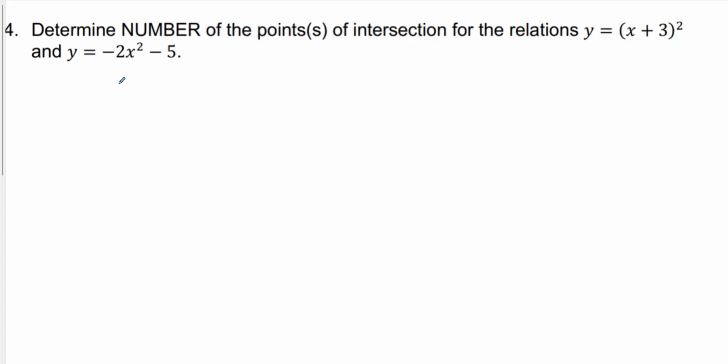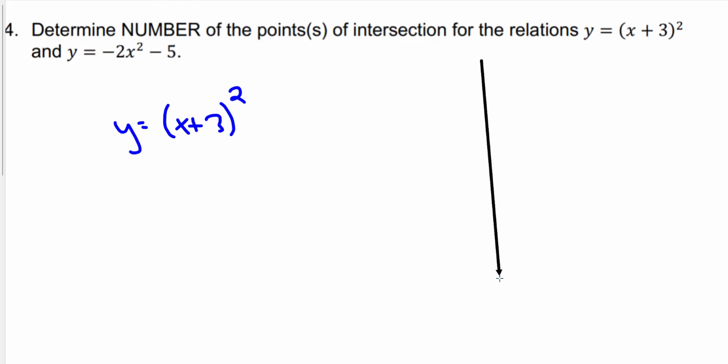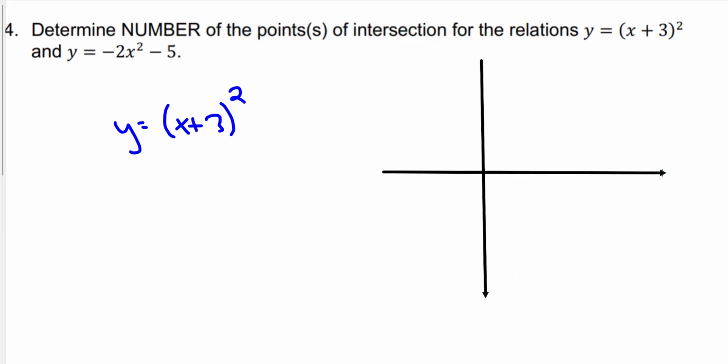So pretty easy. For us to determine the points of intersections, you've gotta write it in terms of standard form, or you have to use the knowledge of graphs. So we're gonna do both. For the first one, I'm gonna use my knowledge of graphing.